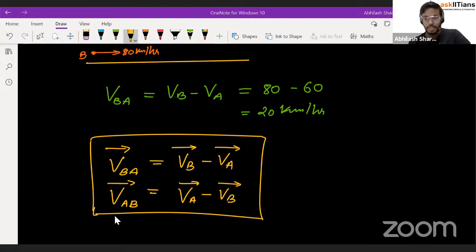All right, all of you can note down, then we'll see how to solve problems on this, how it is going to help us.